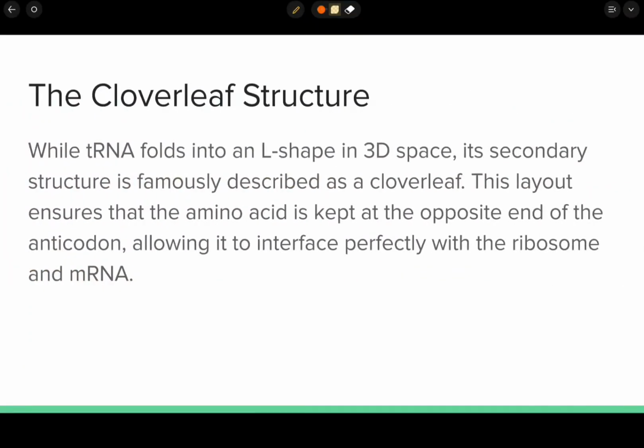The clover leaf structure. This tRNA looks like a clover leaf structure. While tRNA folds into an L shape in 3D space, its secondary structure is famously described as a clover leaf because it looks like a clover leaf. This layout ensures that the amino acid is kept at the opposite end of the anticodon, allowing it to interact perfectly with the ribosome and mRNA.